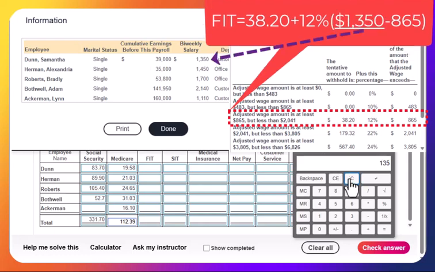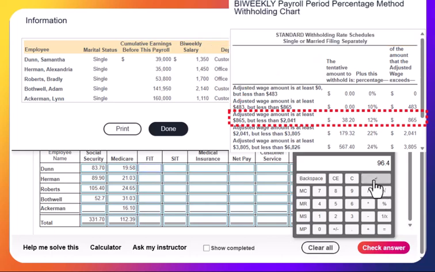I'm going to take the $1350 less the $865 for $485, and then we have to get the percentage here of 12% from that for $58.20. And then we're going to add the $38.20 here. So let's go ahead, $38.20 plus $58.20 equals $96.40, and we'll go ahead and enter that here.